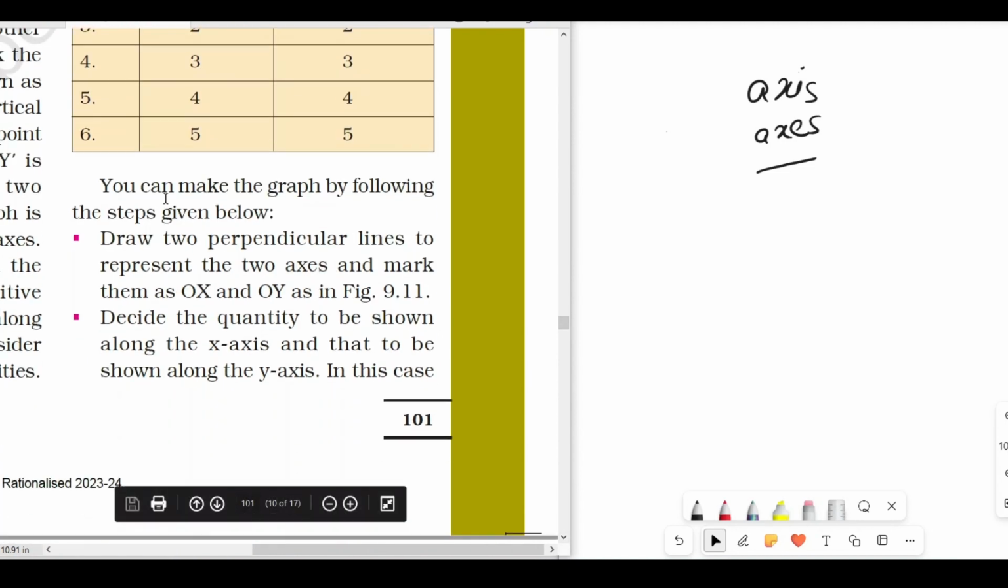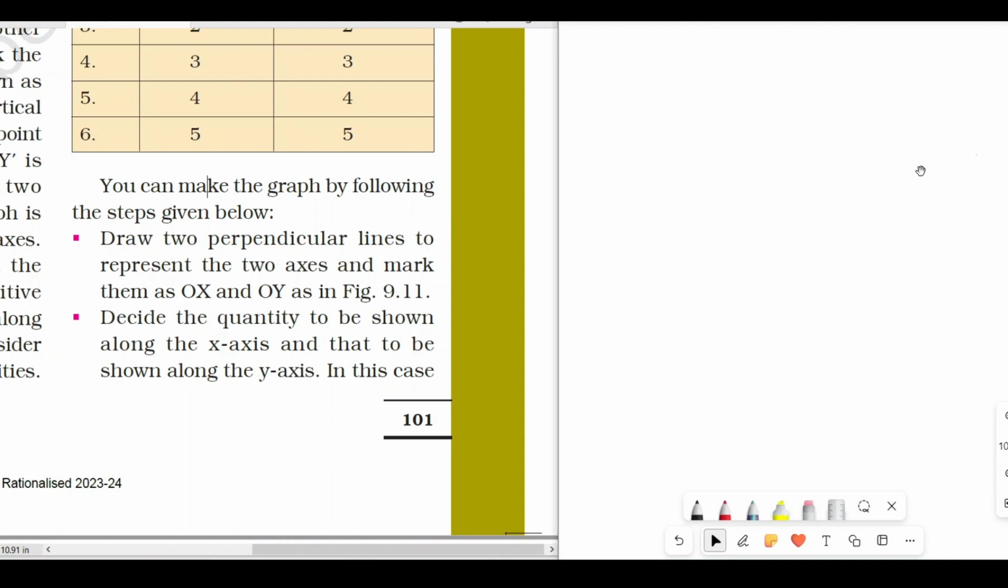So what do we do here? You can make the graph by following the steps given below. Draw two perpendicular lines to represent the two axes and mark them as OX and OY as in figure 9.11. तो आप क्या करोगे? You'll draw two perpendicular axes. एक ये हो गया और एक axis ये हो गया. So this becomes your OX and this becomes your OY. Okay, and so we marked it as OX and OY.